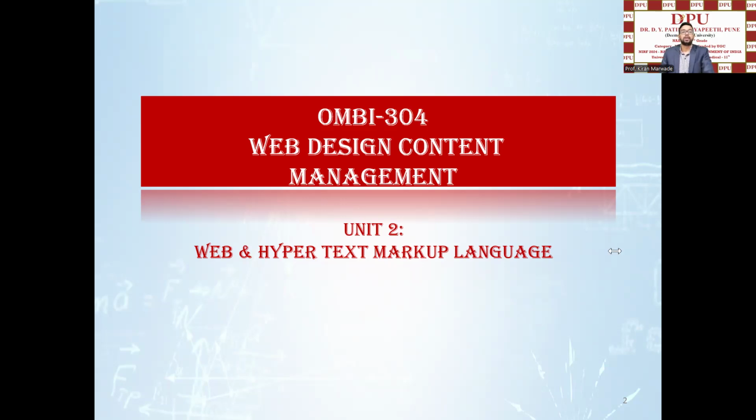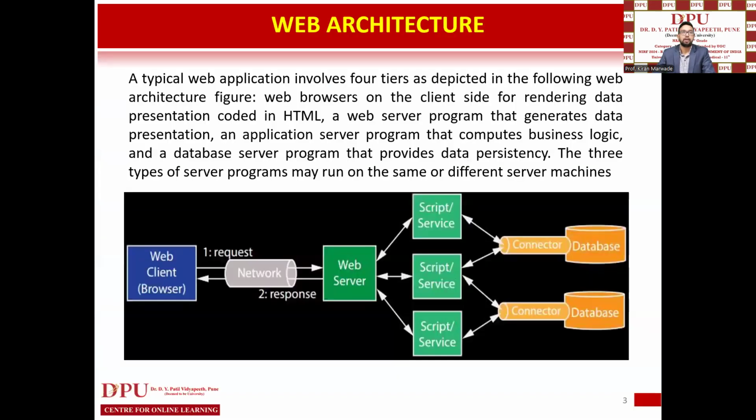Okay. So unit two, which is Web and Hypertext Markup Language. Basically, a web application involves four tiers, as depicted in the following web architecture figure. The web browser on the client side renders data and presents the code in HTML, the web server program generates data presentation, and an application server program computes the business logic.